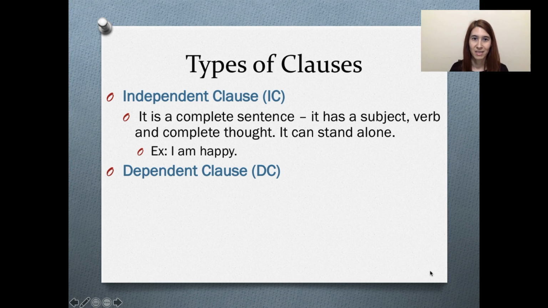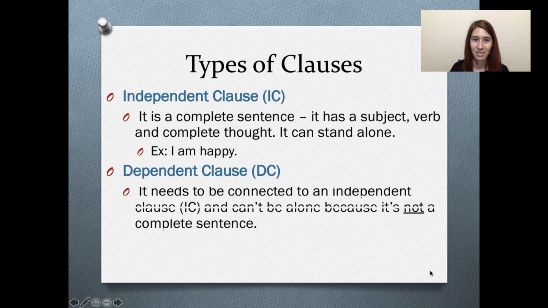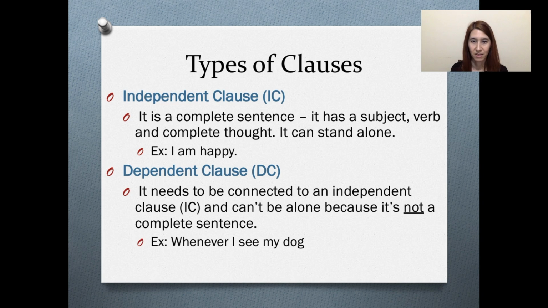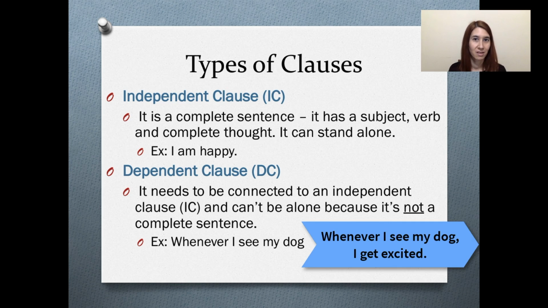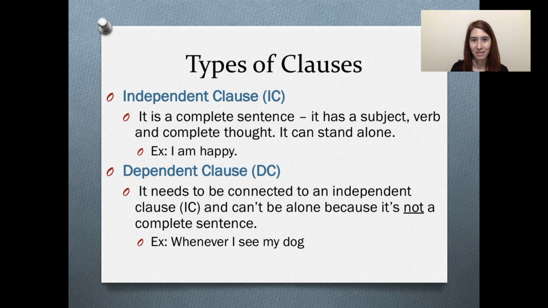In contrast, a dependent clause, or DC, cannot stand alone. It must be connected to an independent clause to make it complete. For example, whenever I see my dog. This is a dependent clause. It's not a complete sentence. You can't just say, whenever I see my dog. What happens whenever you see your dog? So you need to connect it to an independent clause to make it complete. You could say, whenever I see my dog, comma, I get excited. Then you would have a complete sentence.